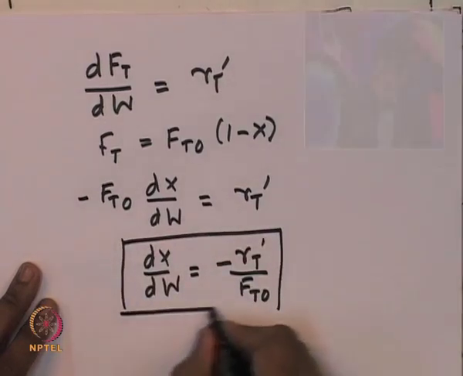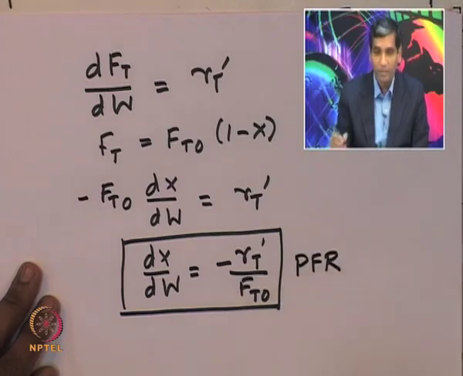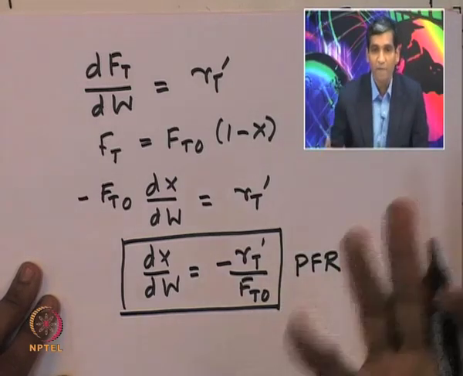So, that is the performance equation. Now, we assume that the reactor is a plug flow reactor.